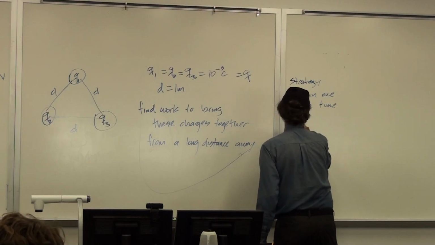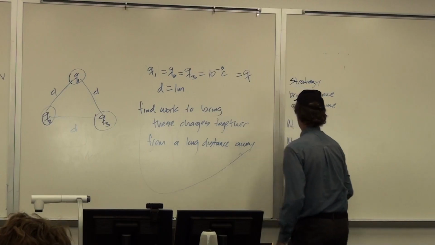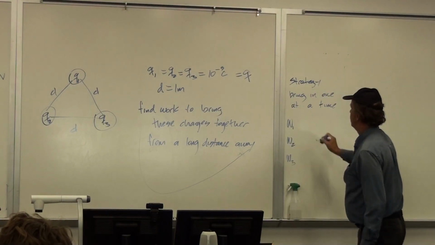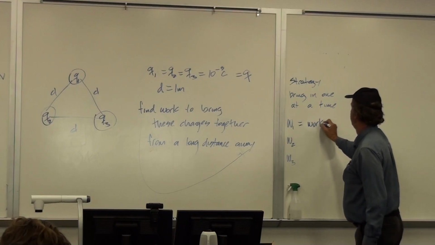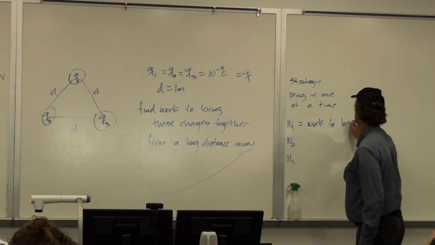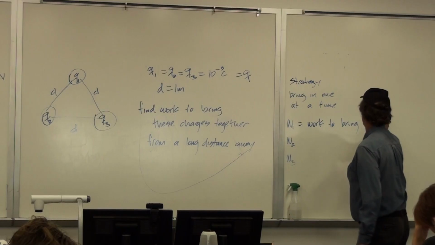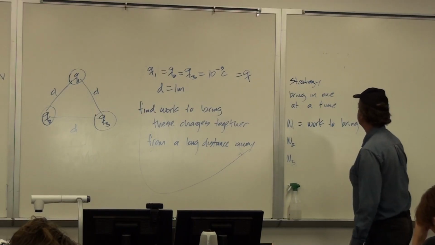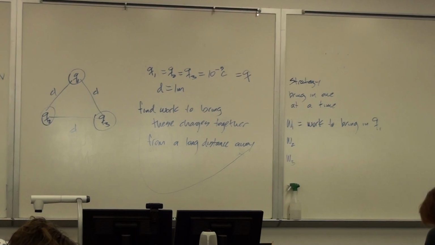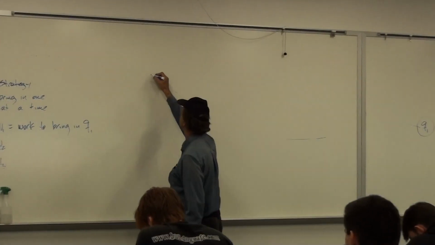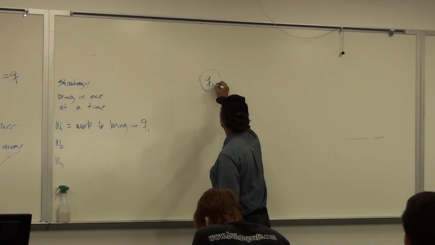Then we'll have a work 1, a work 2, and a work 3. This is the work to bring in charge 1. But there's nothing else there. So what is that work equal to? 0. So this is Q1. I'm going to bring it into here, but I don't have to push against anything. So I get the first one for free.